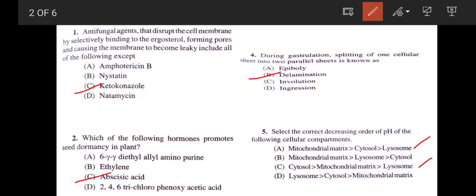So see here, in options A and B there is lysosome at the last position. Now mitochondrial matrix has a pH of around 7.8, whereas cytosol has a slightly lower pH, around 7.4. Okay, so obviously the highest pH is of mitochondrial matrix, then cytosol, then lysosome. So the correct answer is option A. Okay, this is the decreasing order.